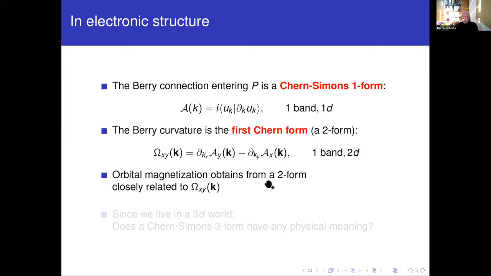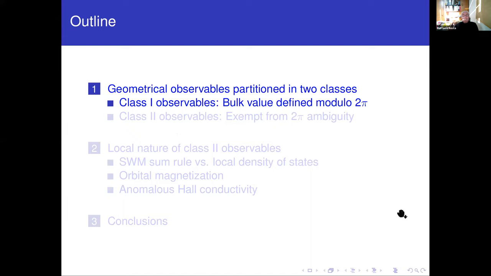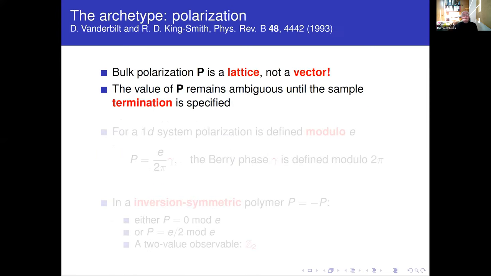But now, since we live in a three-dimensional world, you may ask, does a Chern-Simons 3-form have any physical meaning? And in fact, some very clever people found that it does. And it has the same properties of polarization. Now, what does it mean that it is defined modulo 2 pi? In some sense, it has been explained already by David, but I want to elaborate more on this.